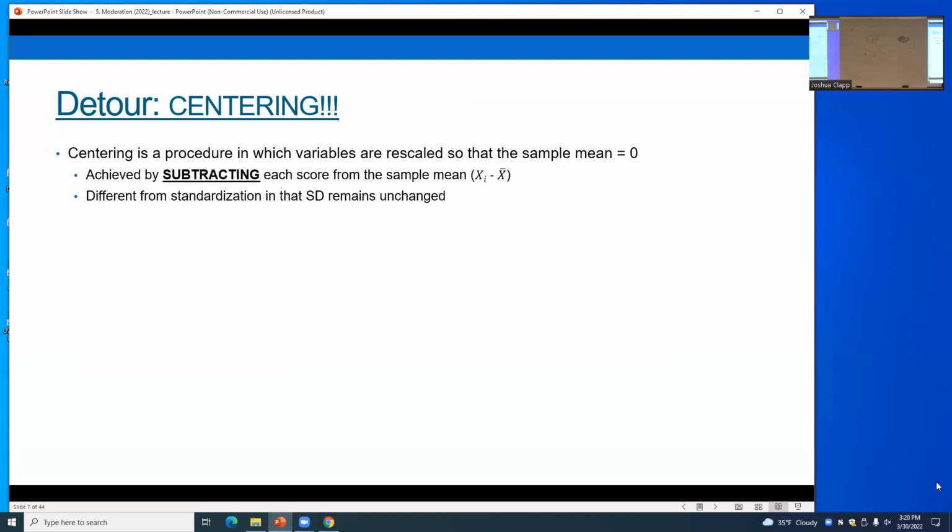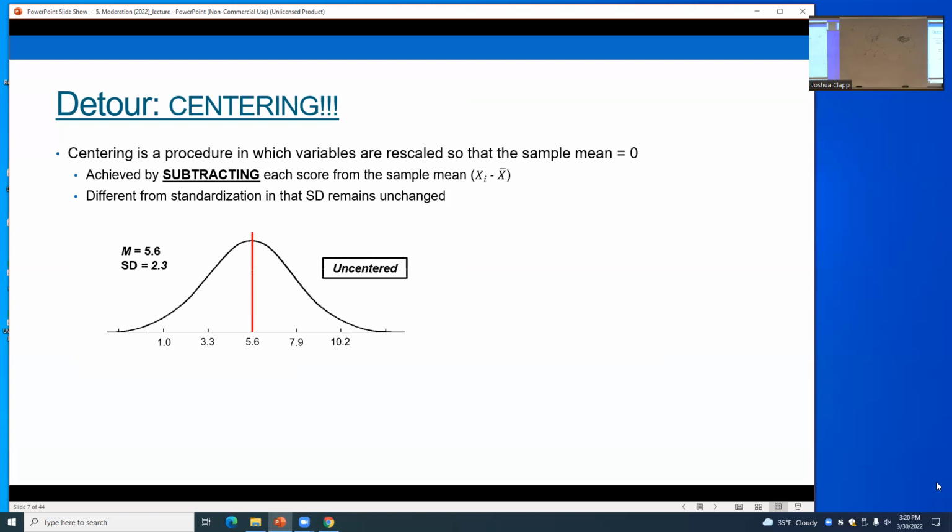So we're going to run our descriptives, see what the descriptives are for this, and then subtract the mean from that, right? So all scores get subtracted from the mean. What happens now is the mean of my sample is equal to zero. My standard deviation, though, doesn't change at all, right? In my uncentered data here, I've got a mean of 5.6 and a standard deviation of 2.3. So if I have a score of 5.6, I'm standing right here at the mean of the distribution.